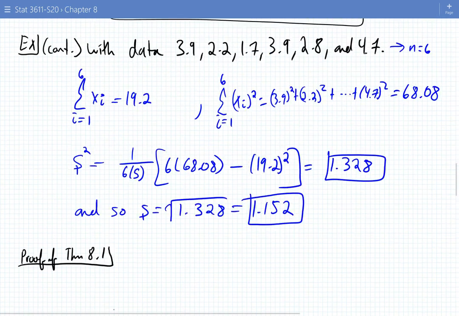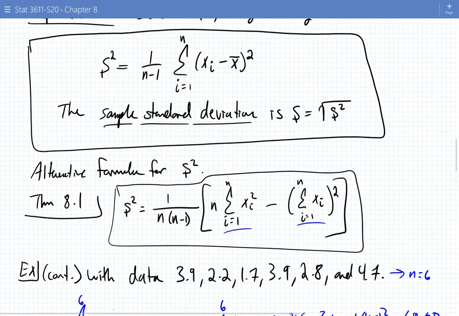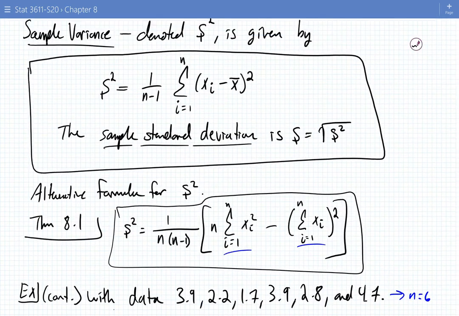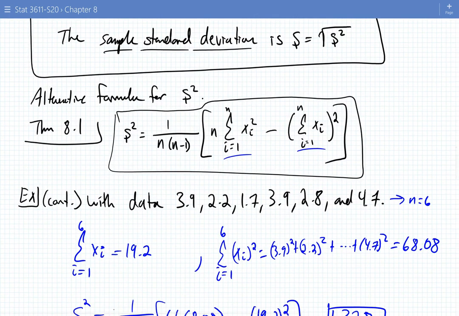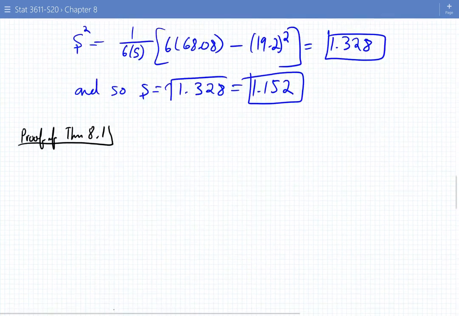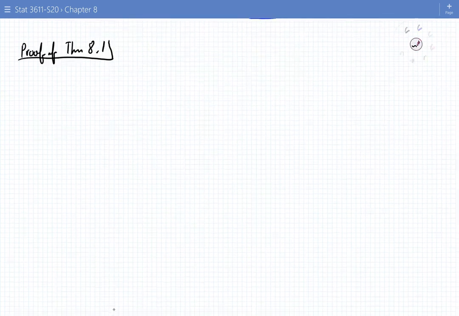So, how do we do a proof here? We start with the original definition, and we have to show that this 1 over n minus 1 times the sum of xi minus x bar quantity squared is equivalent to what we ended up working with, theorem 8.1. So let's go ahead and start out with that original definition.